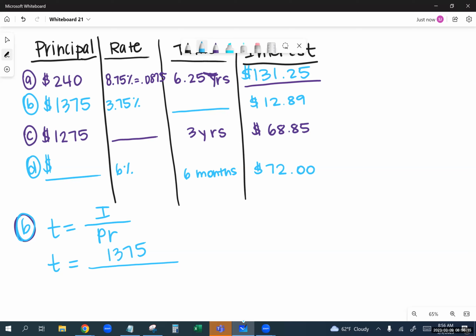Oh, I said I put principal there. I saw it after I said it. My interest is $12.89. Yeah, right. $12.89 divided by my principal and my rate. My principal is 13.75, which is in the denominator. And then it's multiplied by my rate, which is actually 0.0375 because I moved the decimal 2 times to my left.